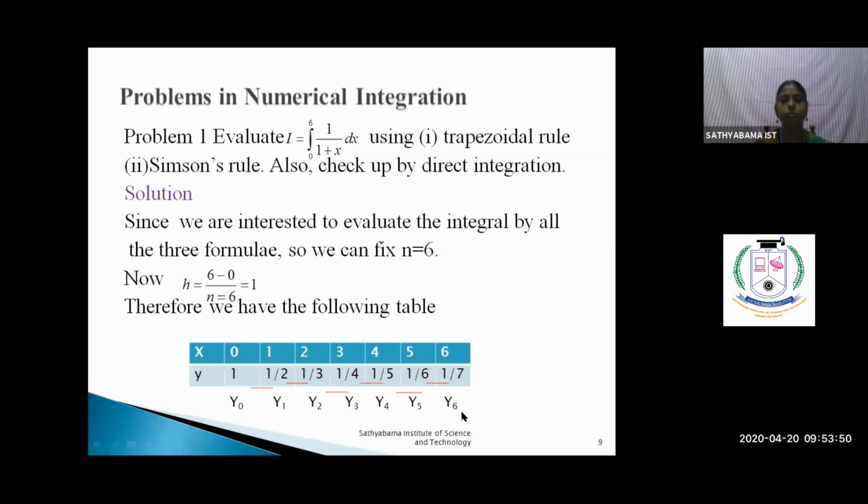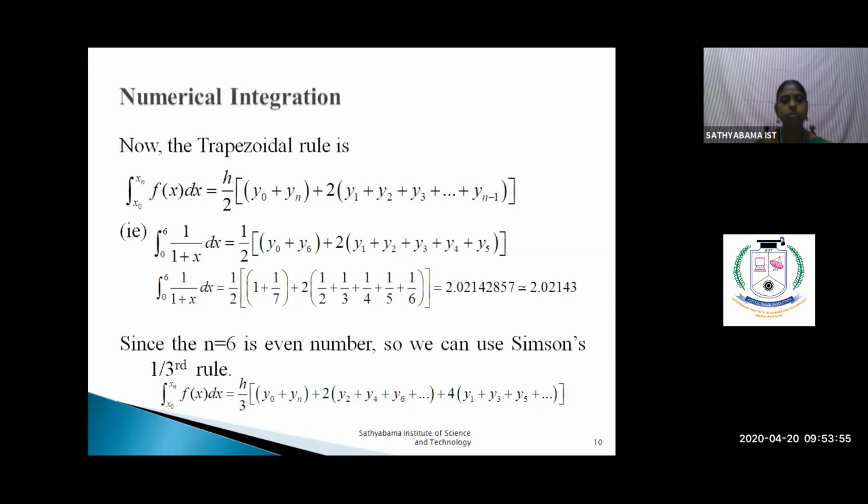So I can use all the three formulas: Simpson's 1/3 rule, the trapezoidal rule, and Simpson's 3/8 rule also. We have identified that all three formulas can be applicable here for this integration. Now, what is my trapezoidal rule formula? First, you always write the formula. The integral from x0 to xn of f of x dx is equal to h by 2 times [y0 plus yn plus 2 times the sum of the remaining entries]. That's my formula.